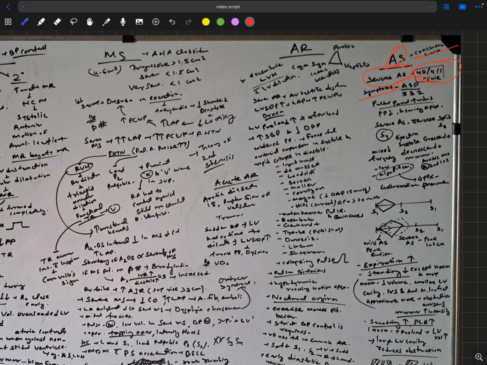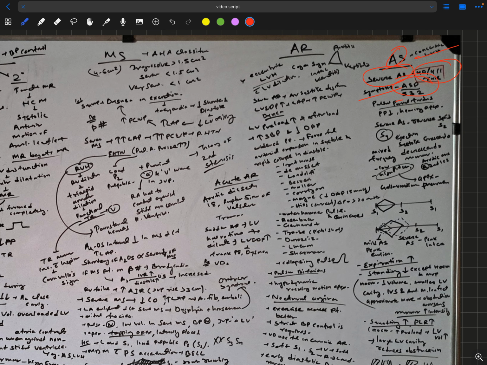The symptoms are angina, syncope, and dyspnea. Angina is due to increased myocardial oxygen demand due to left ventricular hypertrophy, and syncope is due to a fixed cardiac output state that leads to decreased cerebral perfusion. Dyspnea is due to an increase in left ventricular end diastolic pressure, which leads to increased left atrial pressure, which leads to increased pulmonary capillary wedge pressure, leading to dyspnea.